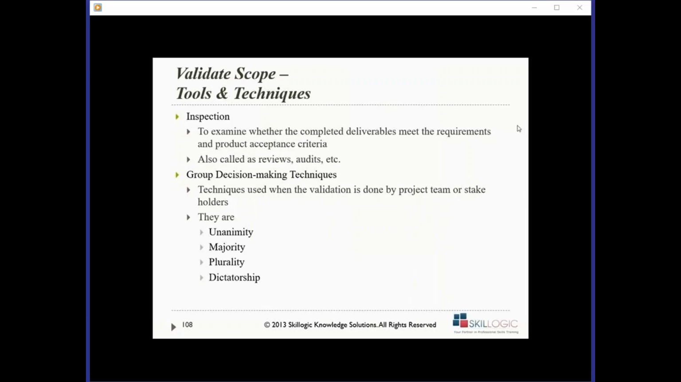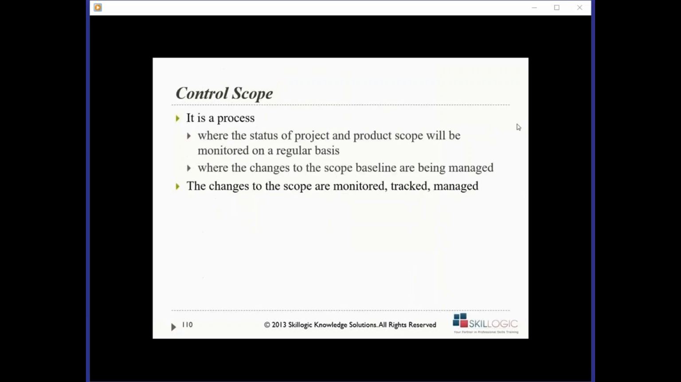Now, if we are deviating, what has to be done? We need to ensure that we control the scope. So control scope is a process where the status of the project and product scope will be monitored on a regular basis, where the changes to the scope baseline are being made. The changes to the scope are monitored, tracked and managed, right? So that becomes my control scope.